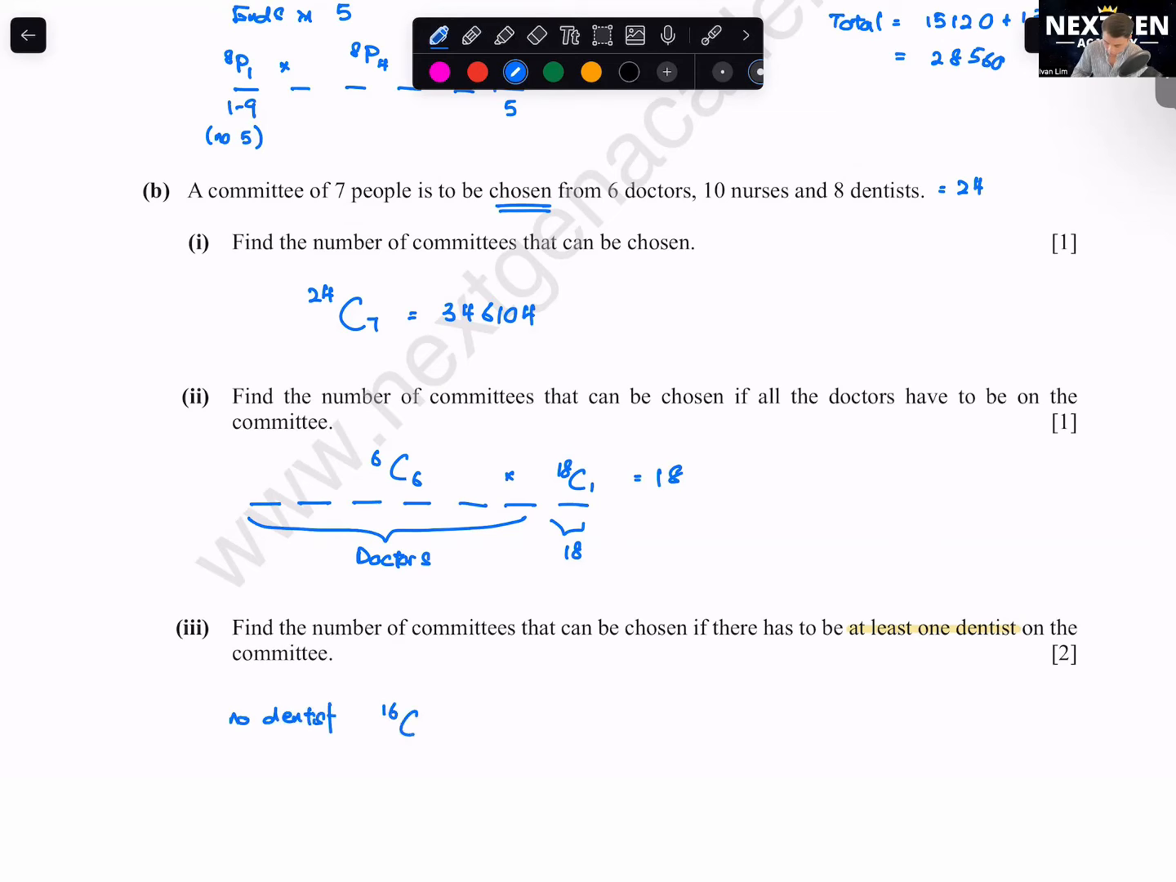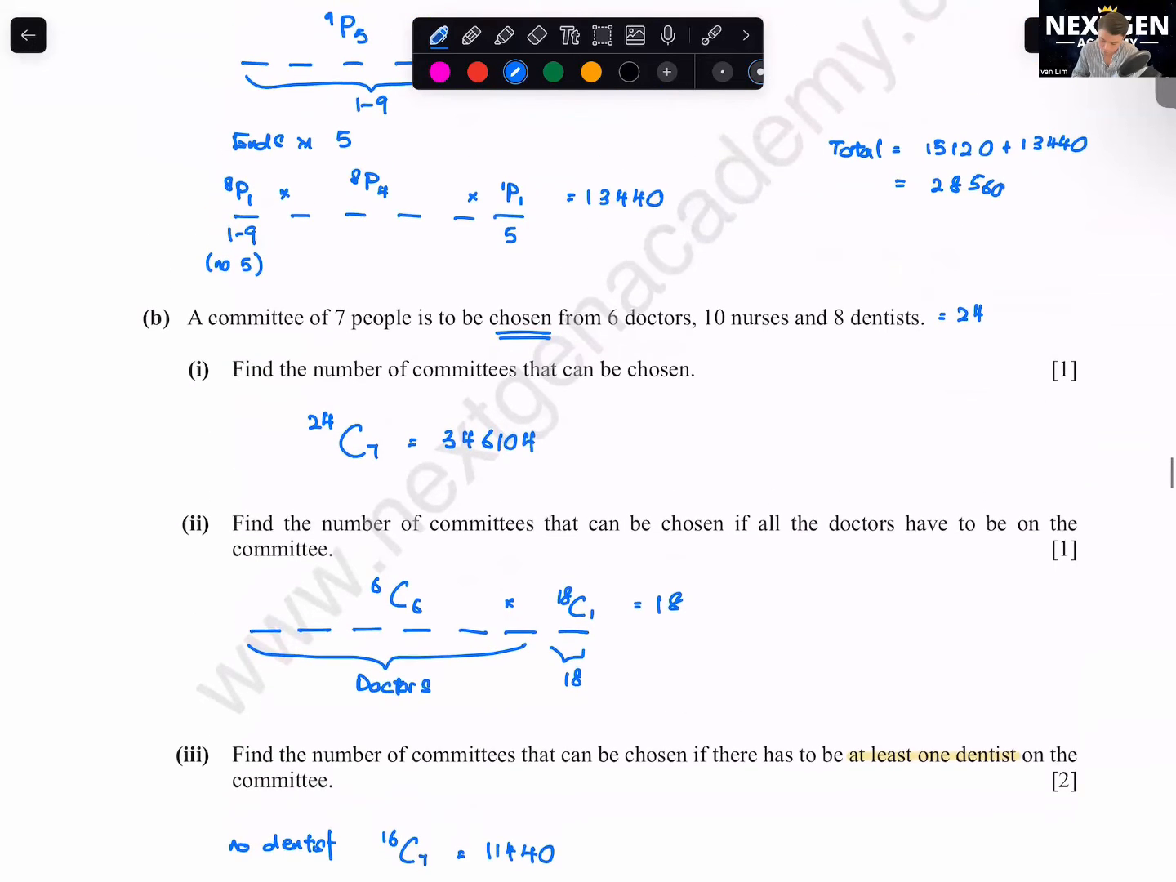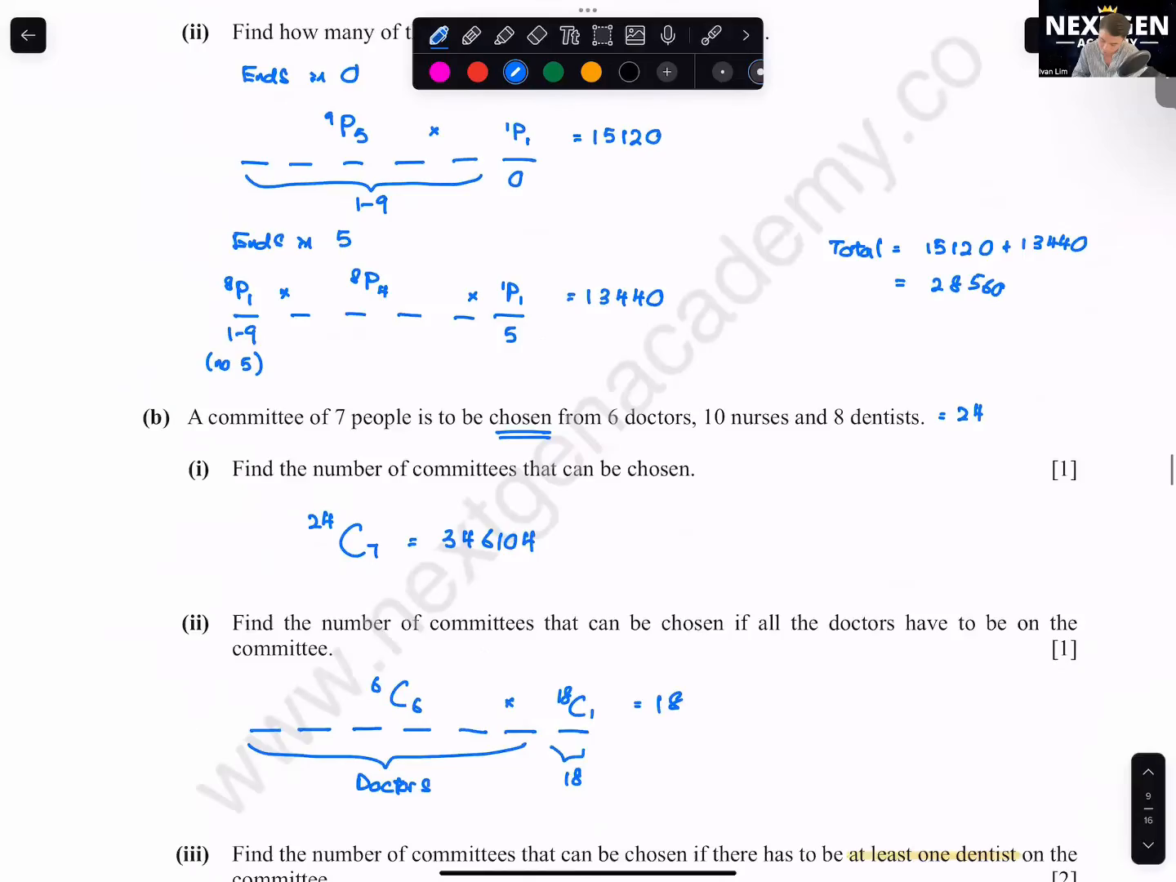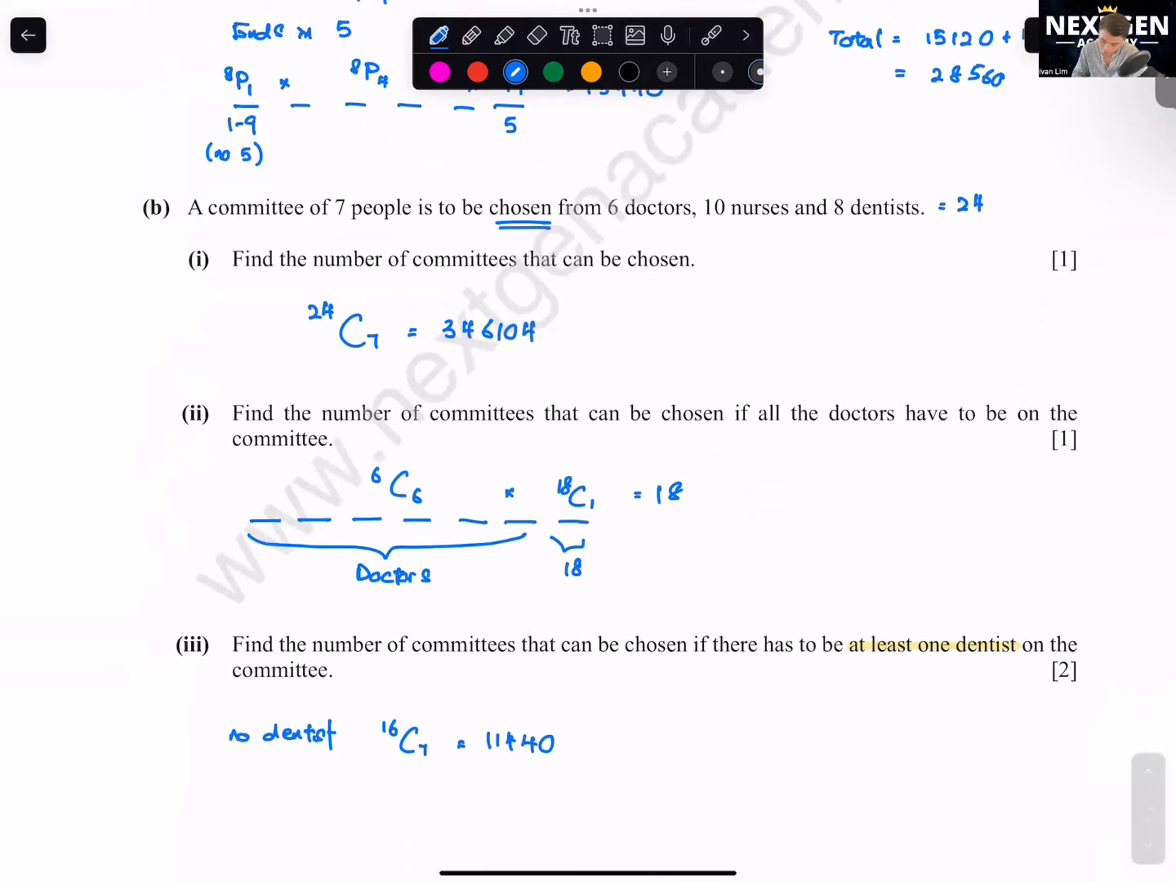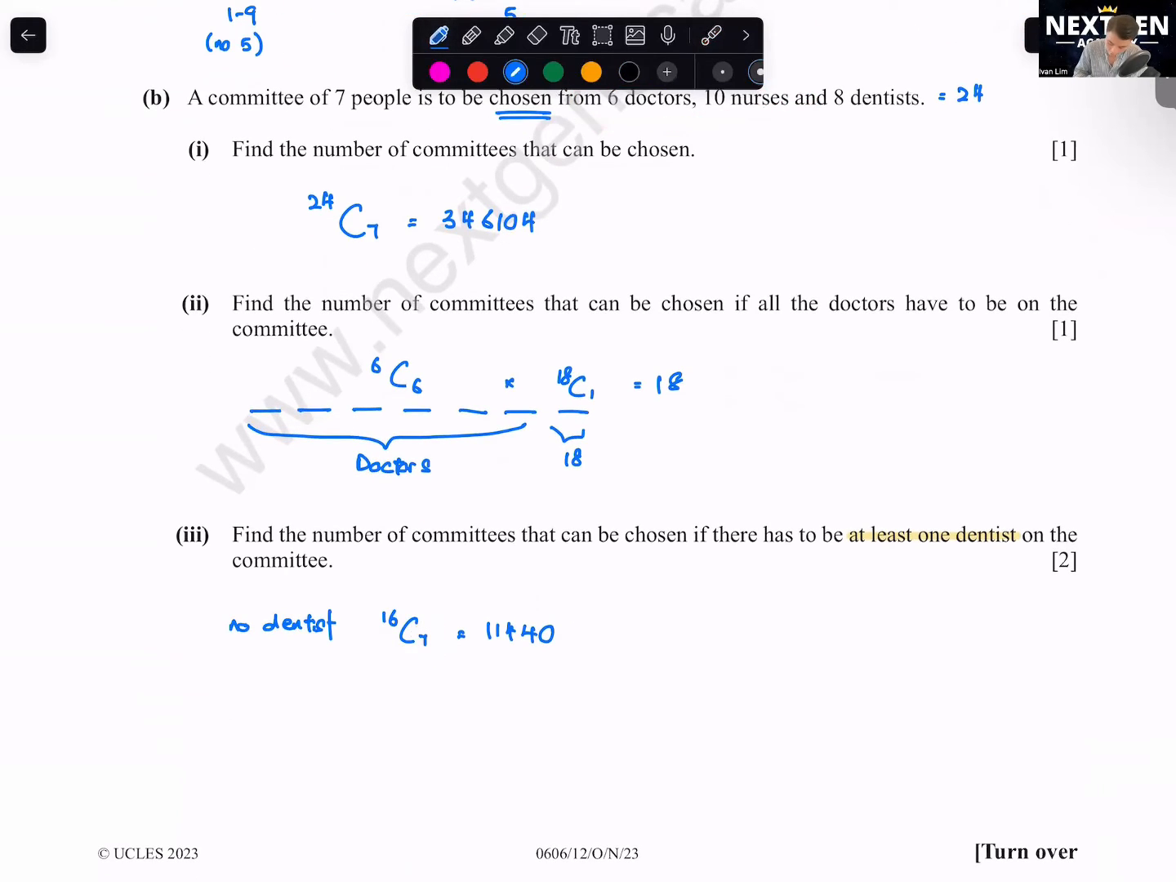Yes, correct, Basha. No dentist is 16C7, 11,440, because I got no dentist at all. How many dentists do you have? You have 8 dentists, right? So you will now have doctors and nurses only to fill up 7 spaces. Then we will take the total, which is 346,104 minus 11,440. You get 334,664. If you did the other method, you get the same answer, it's correct also.